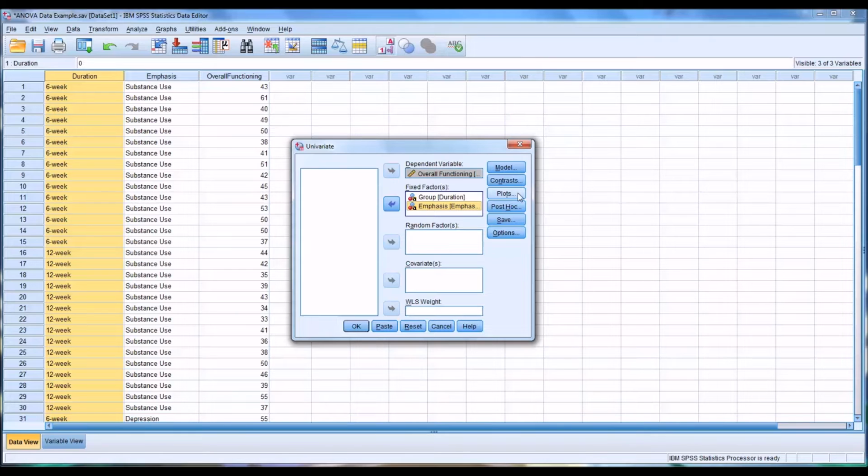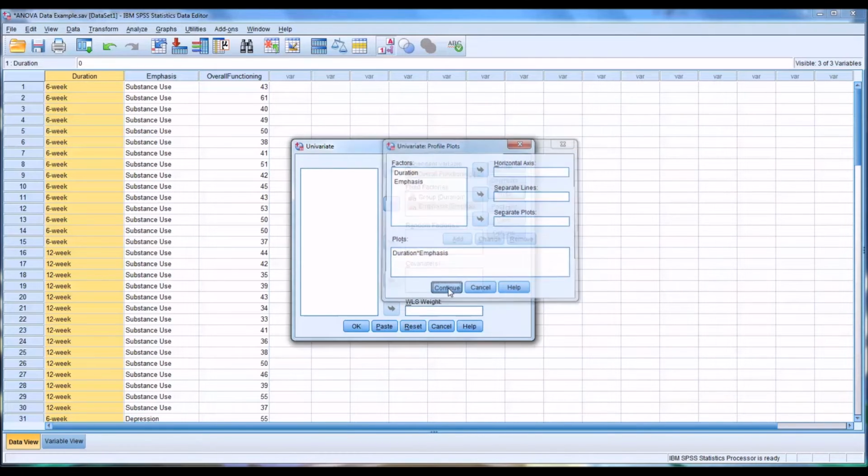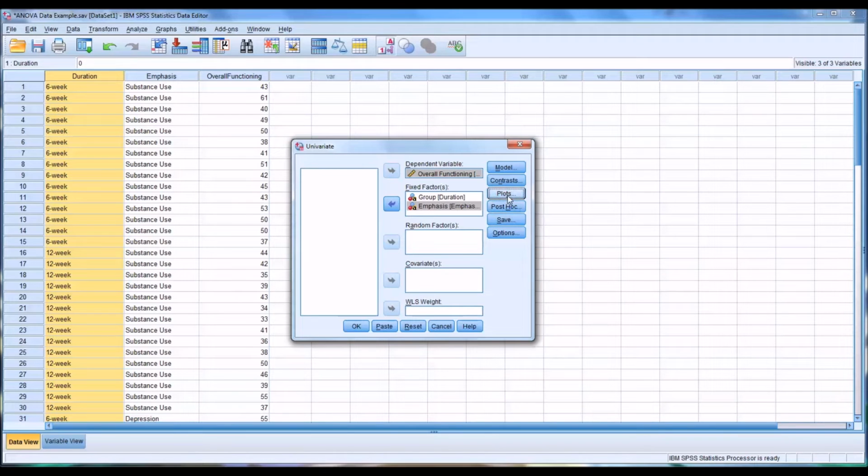Now I'm going to add here a plot as well. I'm going to add a plot where the horizontal axis is duration, and what I have as separate lines is emphasis. I'm going to add that as a plot that will come out in the results.